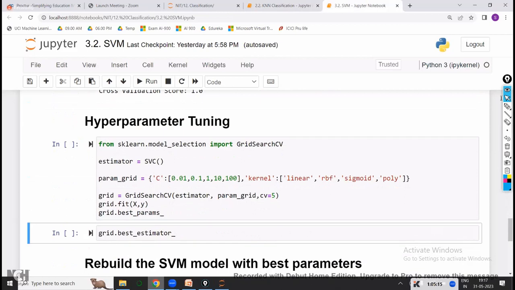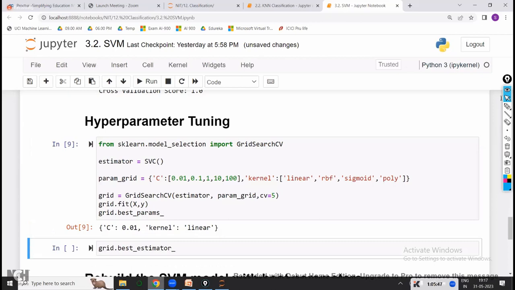Now, hyperparameter tuning. Already you have got 100%. Still, why apply hyperparameter tuning? For this data set, I have got 100%, but if you don't get 100%, what do you have to do? For that, I'm showing this also. From sklearn.model_selection, import GridSearchCV, and take SVC as the estimator, and param_grid is equal to the C values and the kernel values. Kernel is equal to linear, RBF, sigmoid, and poly. And you are going to identify which is the best parameter.